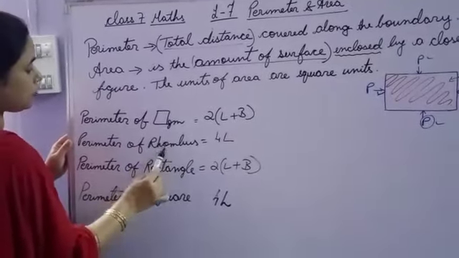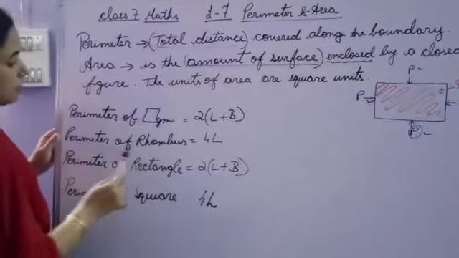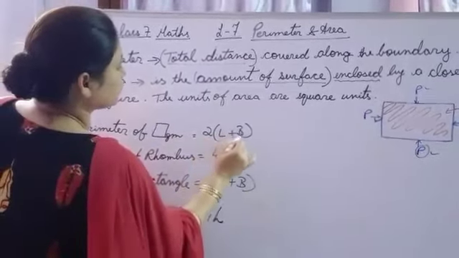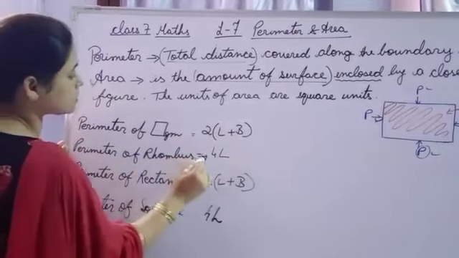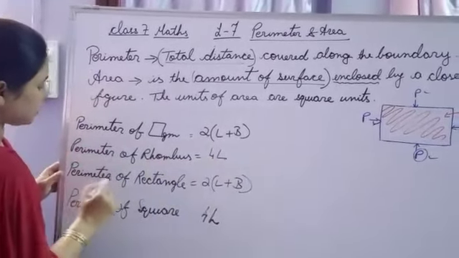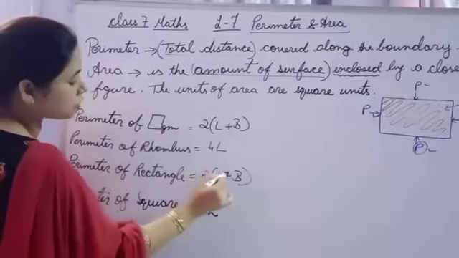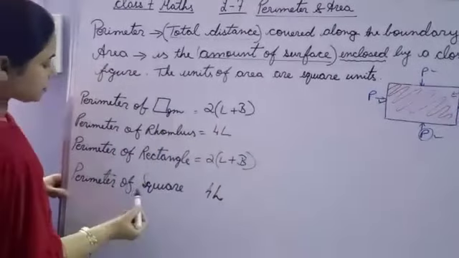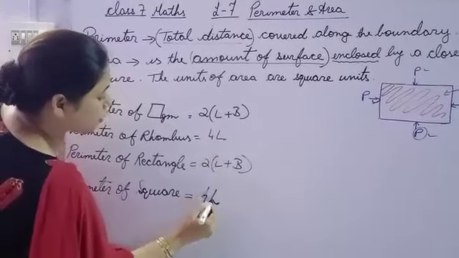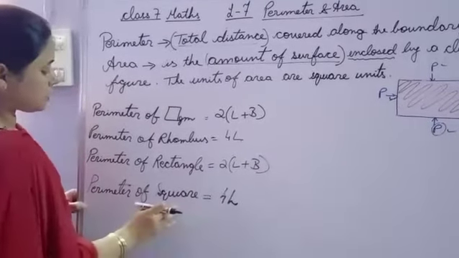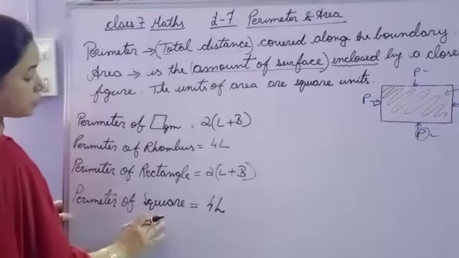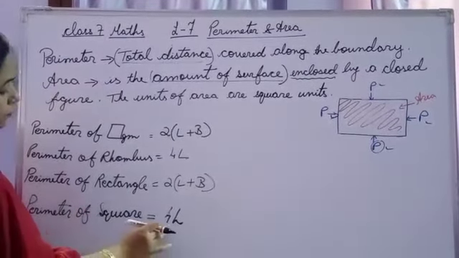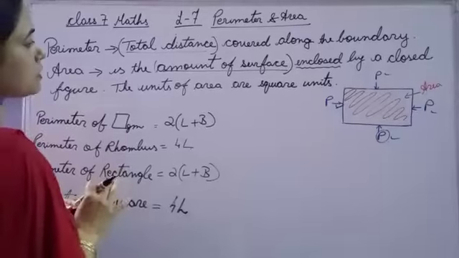Perimeter of parallelogram, rhombus, rectangle and square have different formulas. Perimeter of parallelogram is 2 into (length plus breadth). Perimeter of rhombus is equal to 4 into L. Perimeter of rectangle is equal to 2 into (length plus breadth), the same as the parallelogram. Perimeter of square is again equal to 4 into the length of one side, since a square has all sides equal. So, the formula is 4 into L. Now, we will start with some example sums.